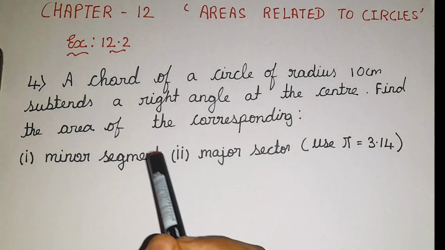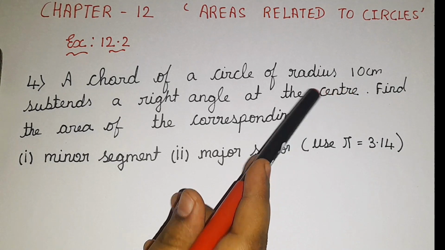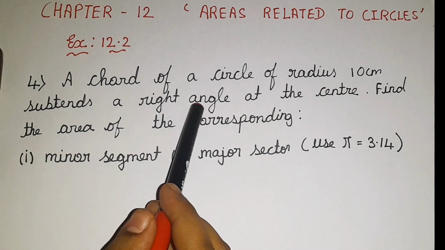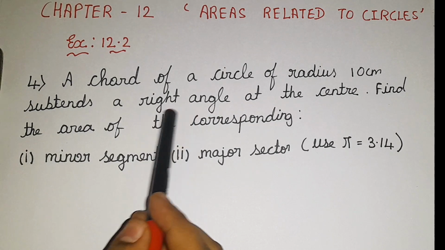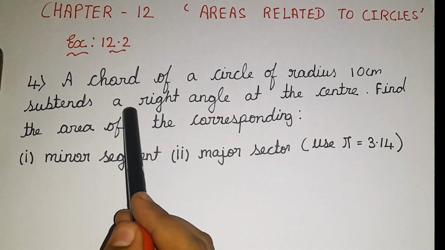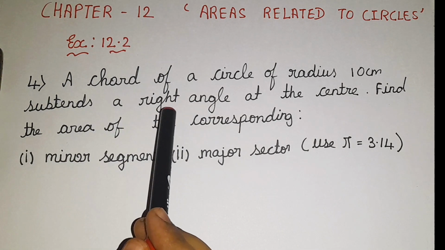So there is a circle which has a chord, and the radius is 10 centimeter. The theta, that means the degree, is a right angle. Whenever we have the word right angle, remember guys, the degree is always 90 degrees.